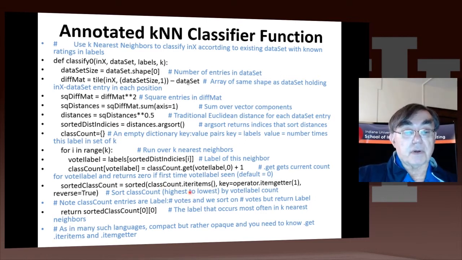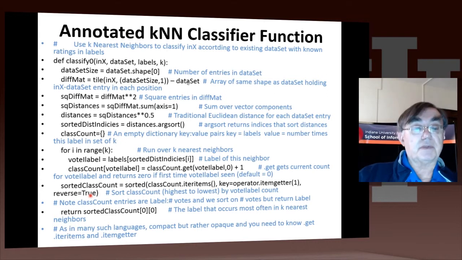We're iterating over all the dictionary entries in class count. We're looking at the number of votes for it, which are the number of times they occur in those k points. That's this operator.itemgetter of 1. That's because we're picking up the value of each item, and then we sort this. But we want to sort it with the highest number first. That's why we put reverse equals true.